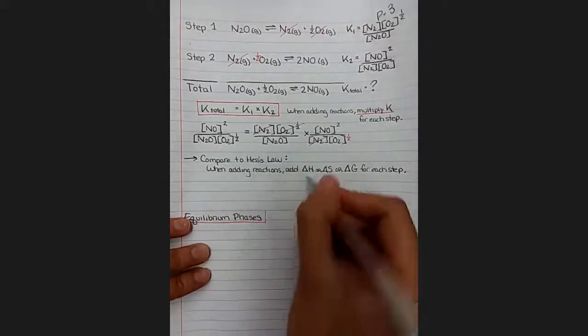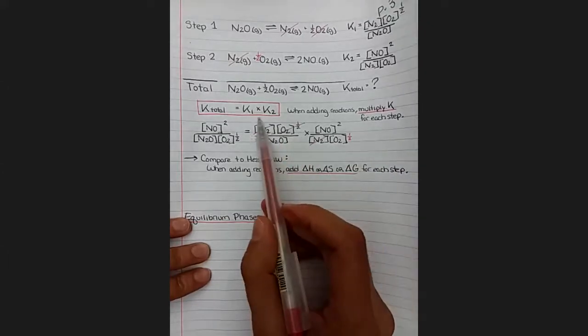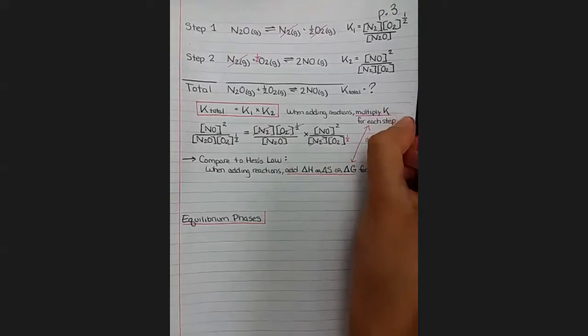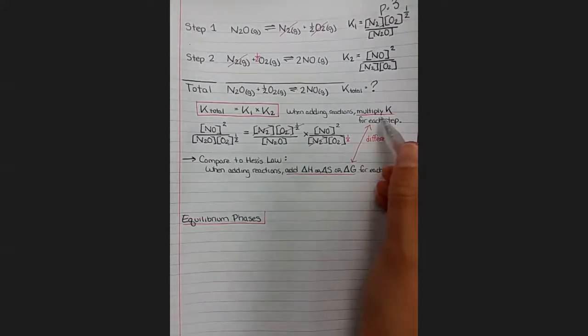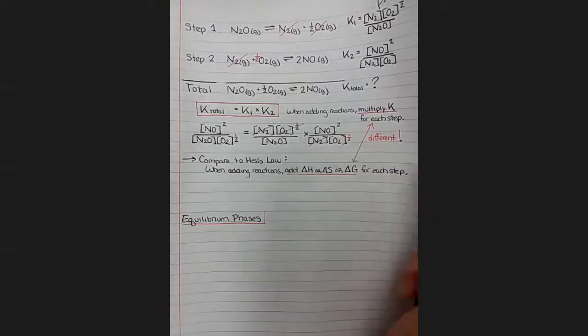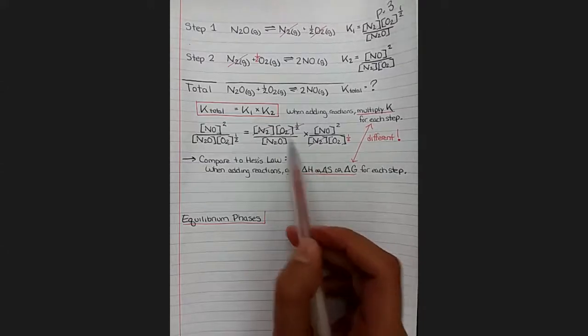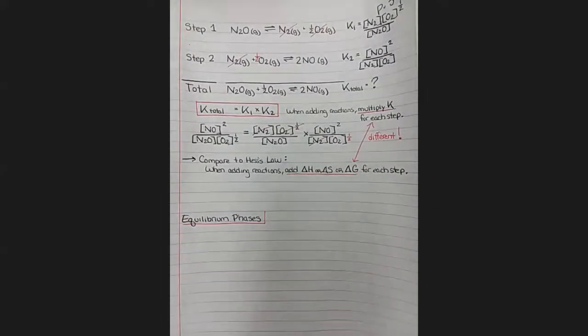So when we added the reactions, we added these state functions together. And when we're doing the equilibrium constant, when we add reactions, we multiply the K values together. So these are different. So don't be fooled. Don't forget that the rules for K are different because K is a ratio of products over reactants. And the only way to get products and reactants on the top and bottom to cancel is to multiply them. So we multiply the Ks because they are special.